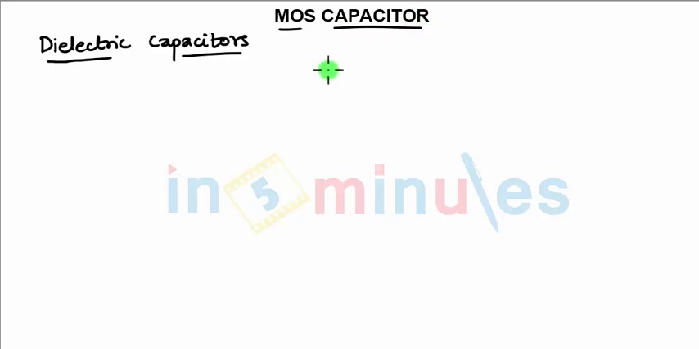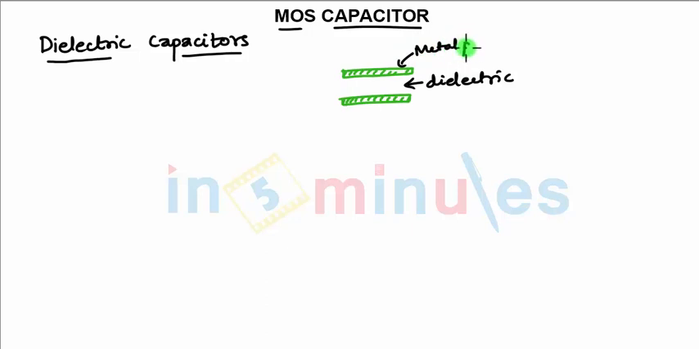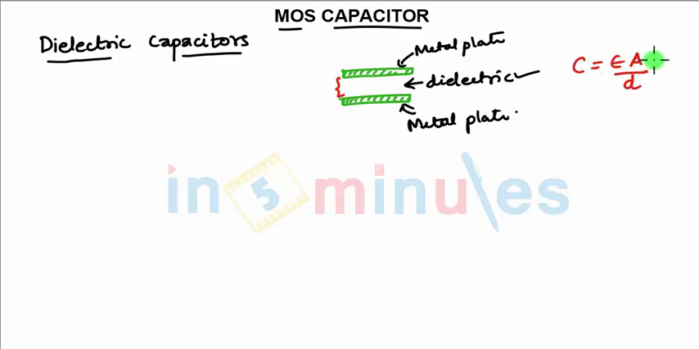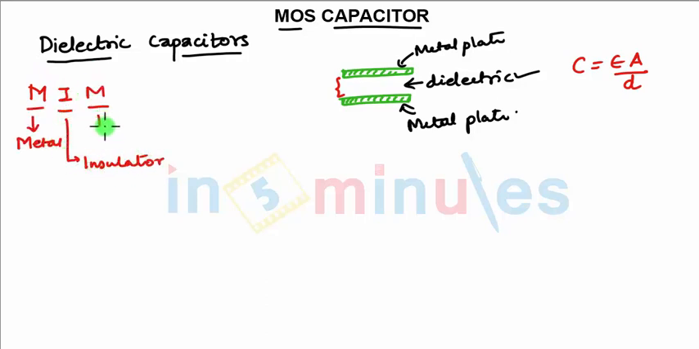Now, a dielectric capacitor has two plates separated by a dielectric. You can say there is a metal plate, you have another metal plate, and in between that you have the dielectric. So these are the normal dielectric capacitors. Capacitance is epsilon A by D, where A is the area and D is the distance between the plates. So as the distance increases, capacitance decreases. Now this type of capacitor is called MIM, metal, insulator and metal.